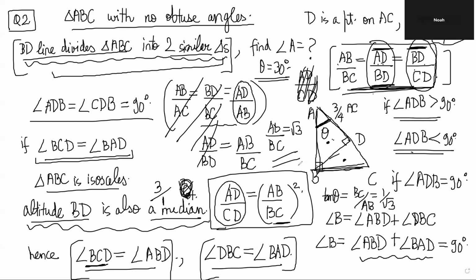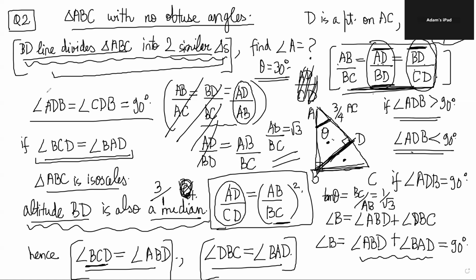But the main part of the problem was to realize that the angle BD line has to make 90 degree. Because if it doesn't make 90 degree, there is no chance that the BD line will divide it into two similar triangles, right?